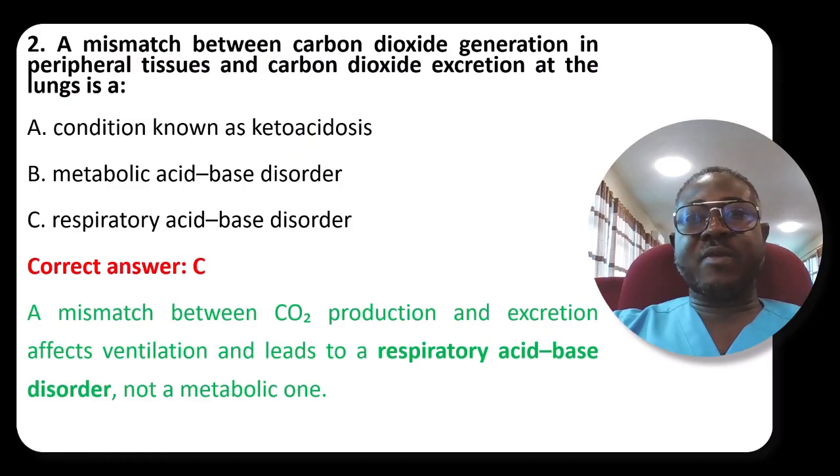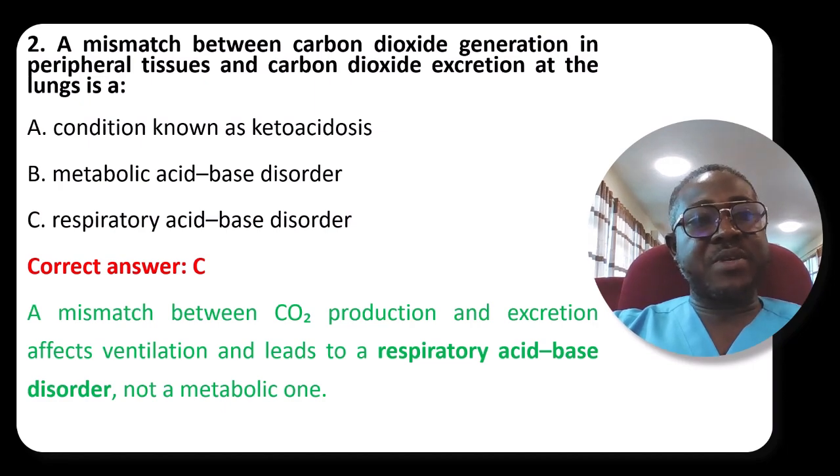Okay, so let's go back to the stem of the question. It says a mismatch between carbon dioxide generation in the peripheral tissues and carbon dioxide excretion. So when there's a mismatch, it leads to what? Obviously not ketoacidosis, because ketoacidosis has to do with type 1 diabetes. But when you look at B and C, you see they look similar, and that is another trick that students need to know. When some options are similar, especially two of them, it should tell you that the answer is among those two options.